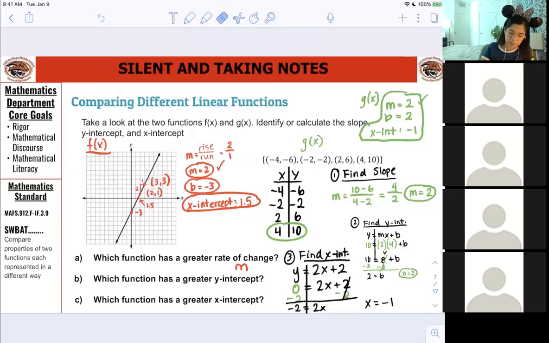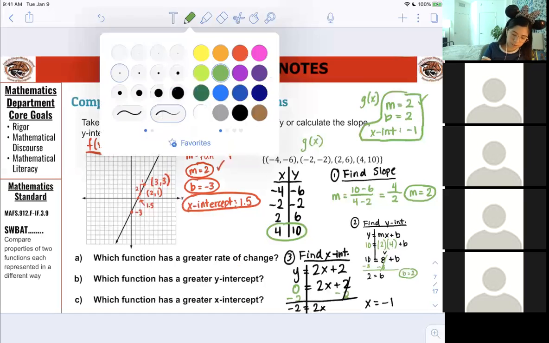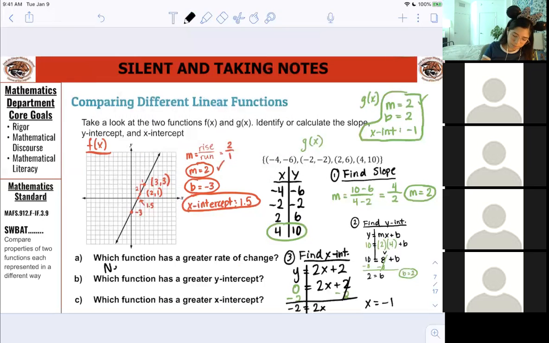So the answer to this question would be neither, because they're equal. But who can remind me, if 2 lines have the same slope, what's their relationship to each other? Equal, but there's a better word, it starts with a P. Parallel, good. So they are parallel. Which of these has a greater y-intercept?